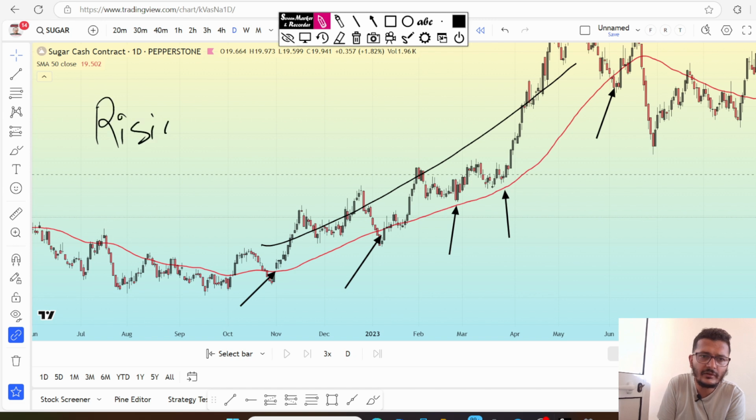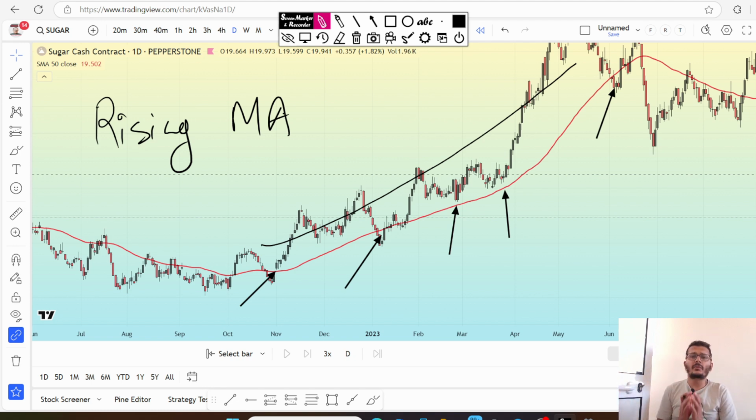Okay, rising moving average. Okay, that means when the 50 period moving average is rising, then at that time the market is in bull trend. Okay, that means at that time you need to think about the long position to buy the dip.